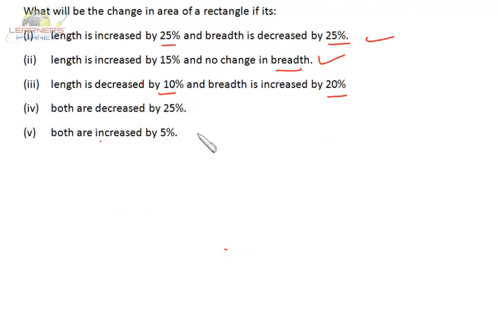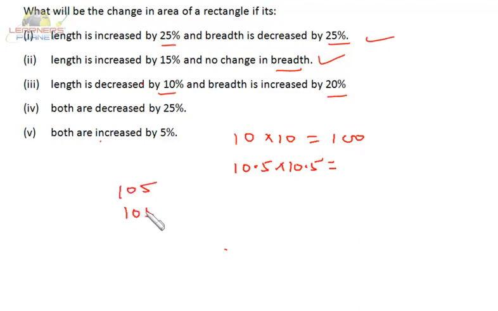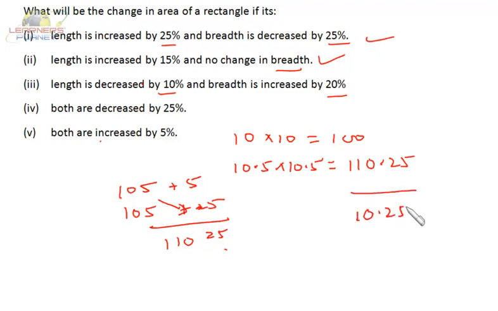Now suppose both of them are increased by 5%. Let's begin. 10 into 10 is equal to 100. It's 10.5 into 10.5. What is the square of 105? We have learned this in our calculation sessions. Plus 5 plus 5. It's 25 and 110. Okay, cross addition. So it's 110.25. That means actually what is the increment? It is 10.25% increment in the area if both the quantities are increased by 5%. I hope you are getting the method.